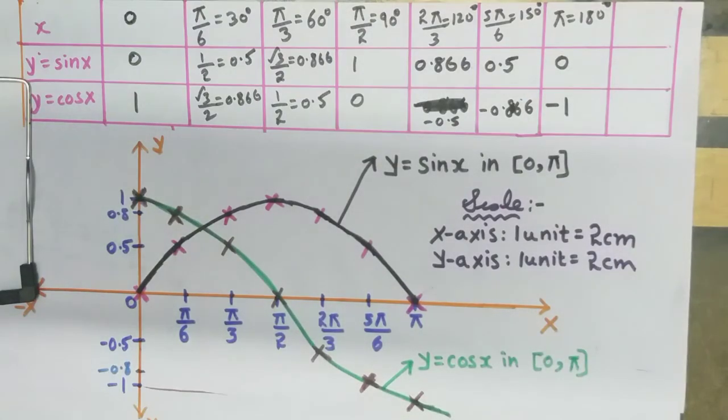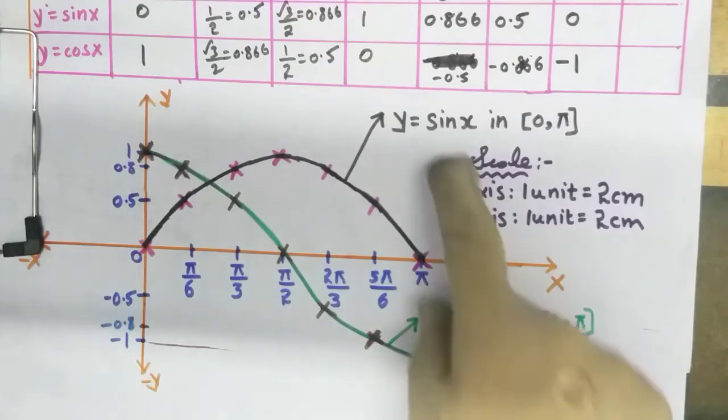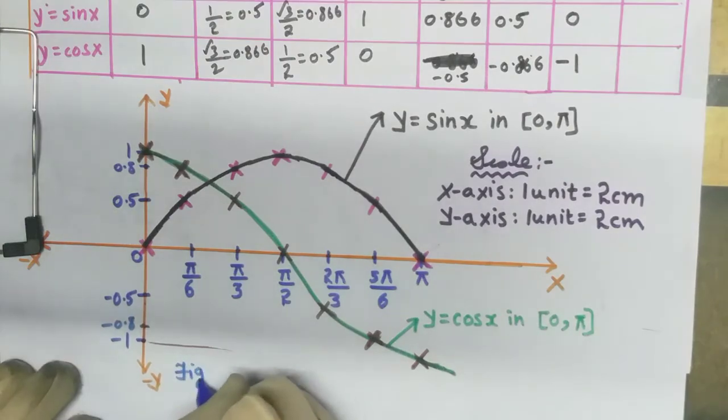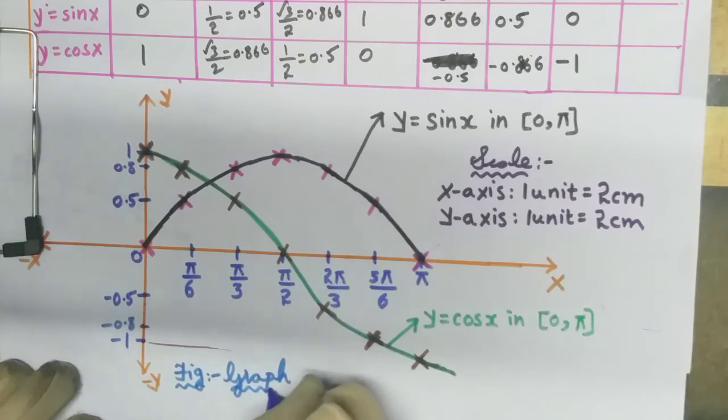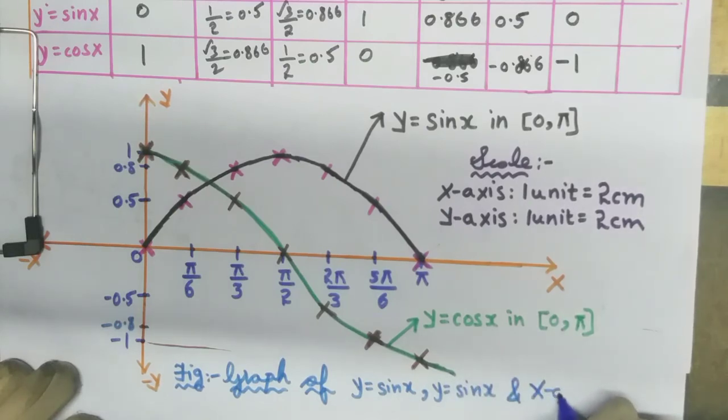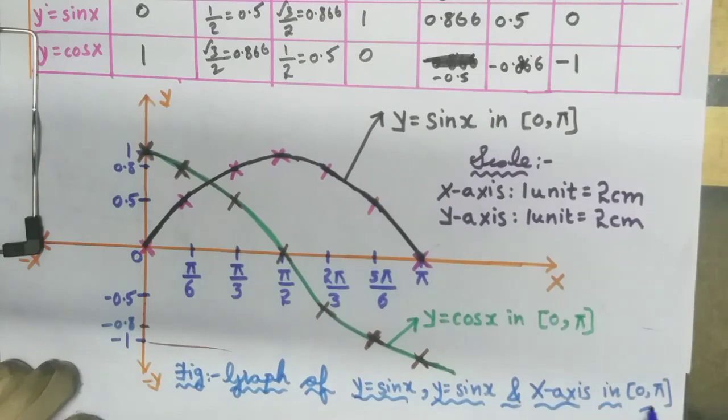So this is our graph of y is equal to sine x and y is equal to cos x in the interval 0 comma pi. So we'll write here graph of y is equal to sine x, y is equal to cos x, and x-axis, in 0 comma pi interval. I'm underlining this.